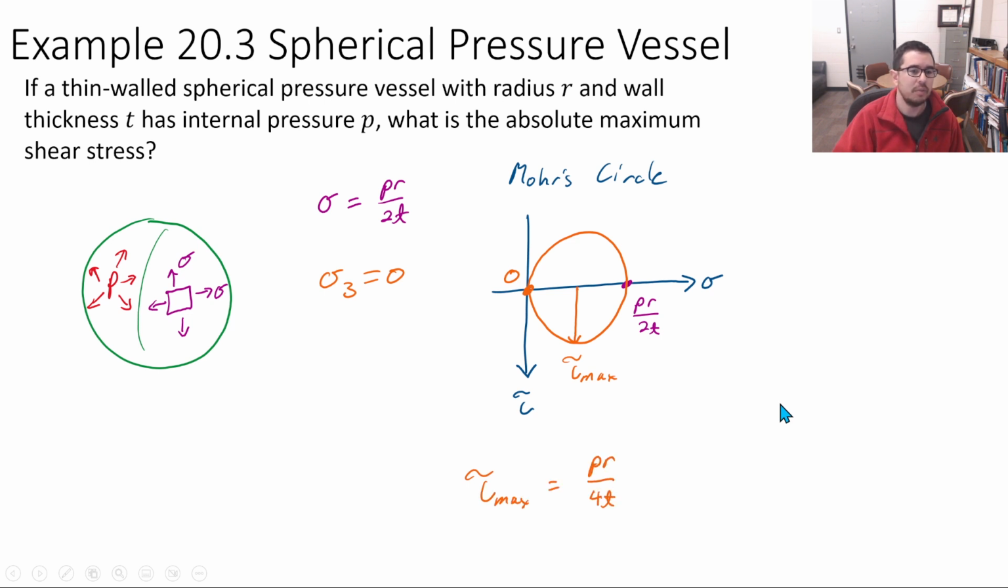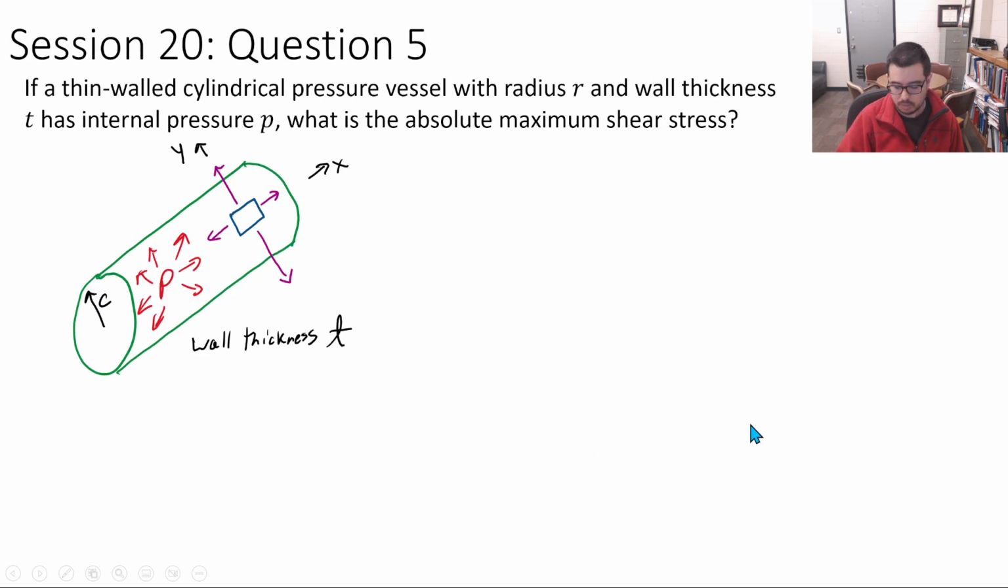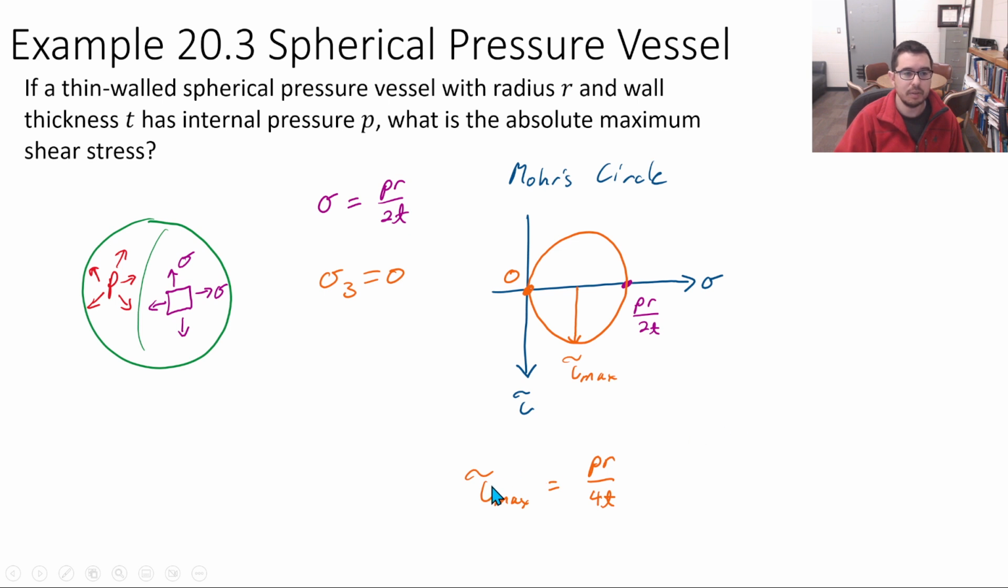So with that information, we can figure out what the maximum shear stress is. It's going to be the radius, and the radius is half the diameter, which we can tell to be pr over 2t here. So the absolute maximum shear stress that this spherical pressure vessel would experience is pr over 4t.